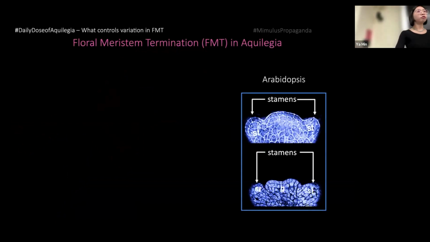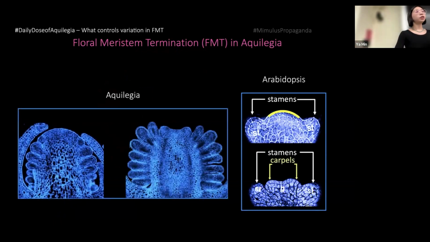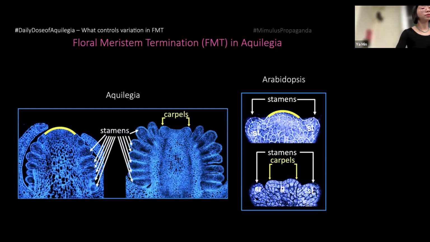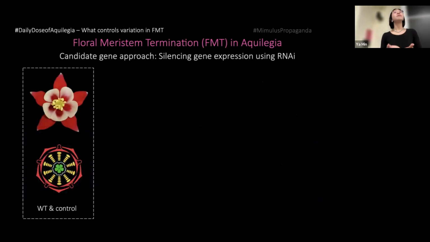We see the dome of meristem cells is gone, resulting in carpel primordia. Here we have sections of an Aquilegia floral bud before and after floral meristem termination. Similarly, the dome of cells is gone, resulting in carpels, but before that, way more whorls of organs have been produced.